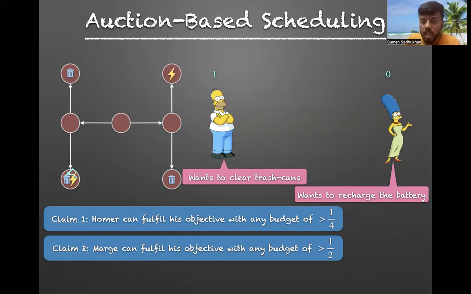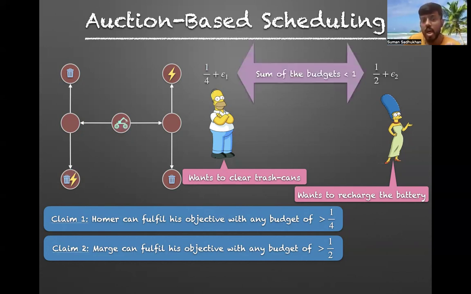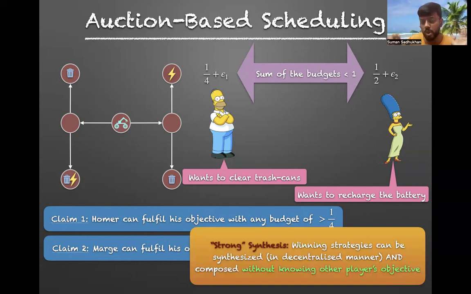So we saw that if we compose these two winning bidding strategies, if the total budget required is less than 1, then we can compose them. We can synthesize these two controller strategies independently and compose them together, and still get a situation where both of the objectives are satisfied. And this is what we call strong synthesis, in the sense that one player doesn't care about what the other player's objective is.